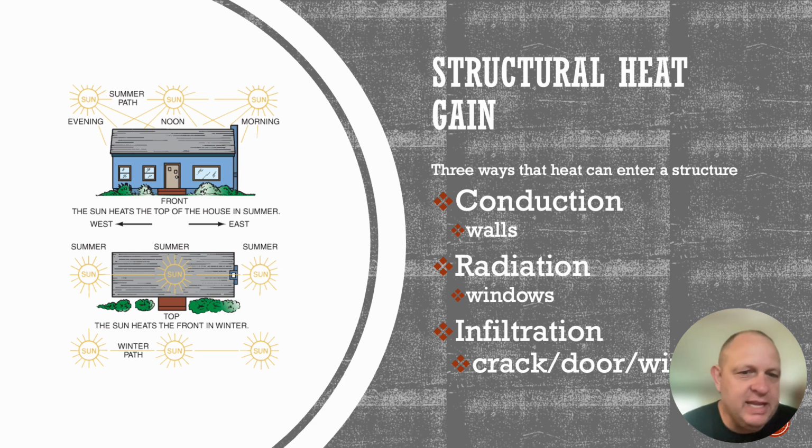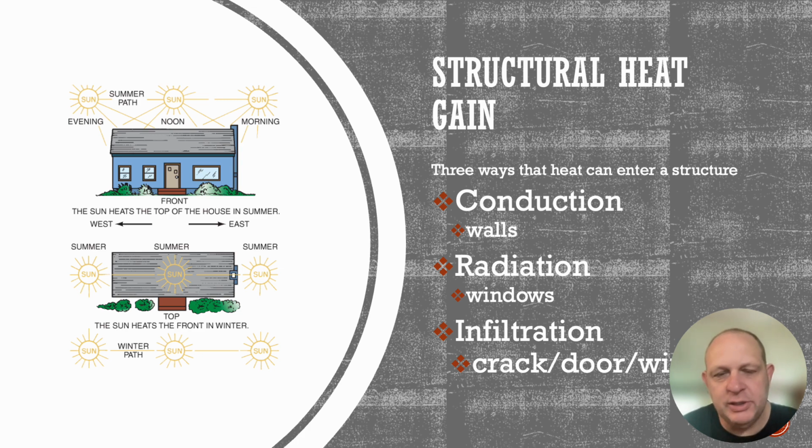Now, three ways that heat's going to enter into the house: conduction is one of those ways. Conduction can be done through the walls. Conduction can be done through the ceiling itself as that attic is heating up. So any place that the warmer area or the hotter area is in contact with a cooler area, we're going to get that transfer of heat and the conduction through that structure itself, but mostly through the walls.